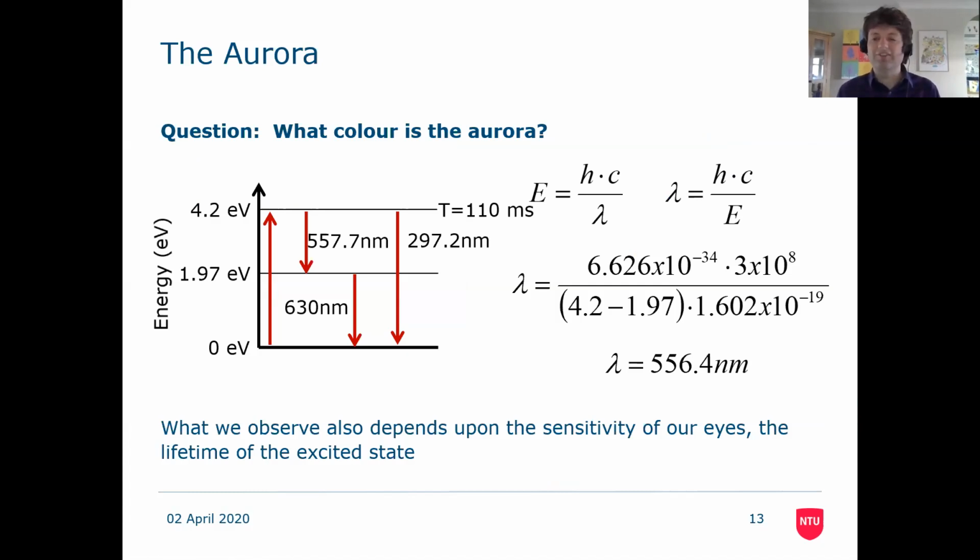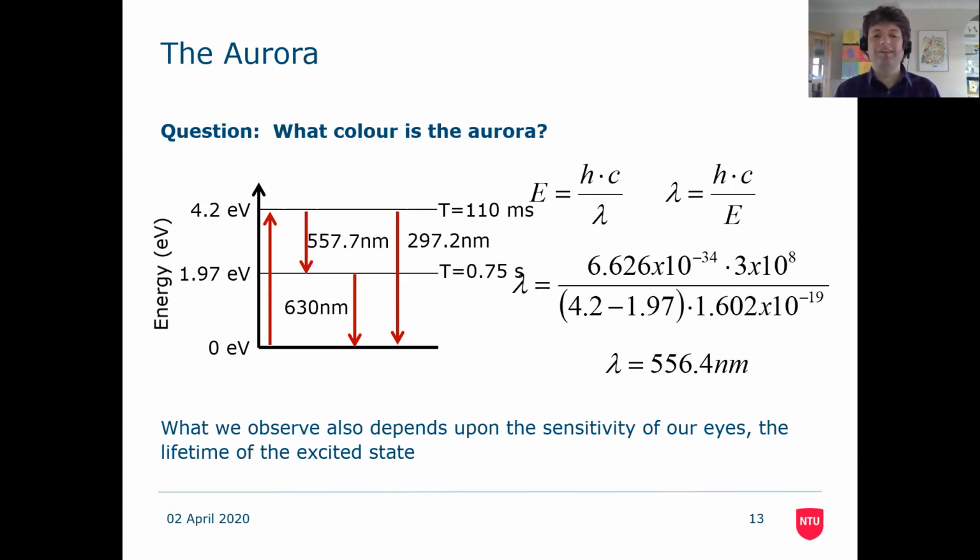That's not terribly long. So within that time, there is a chance that our oxygen atom will collide with something else. If it does, then the excess energy is lost as heat rather than being re-emitted as light. And the collision can let the oxygen atom go back to the ground state. So if a collision happens in that 110 milliseconds, we don't get northern lights emitted. Instead, the energy is lost as heat. But 110 milliseconds isn't very long, so the chance of that happening is relatively small.